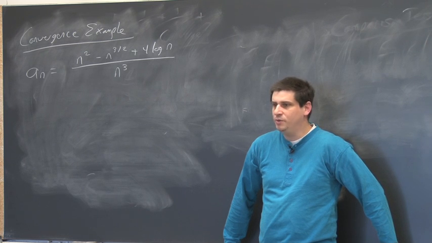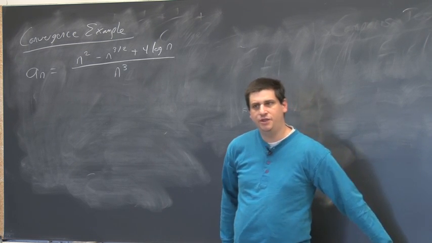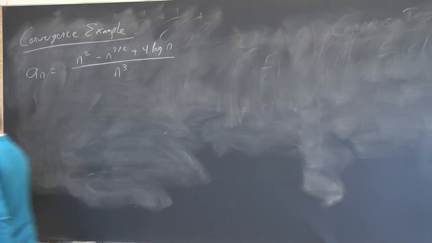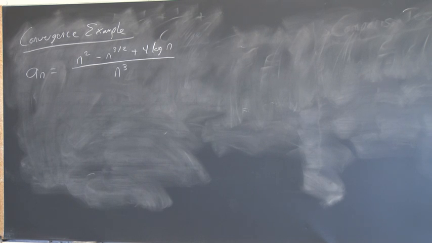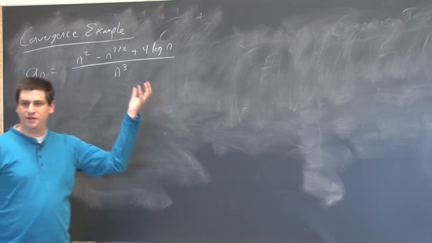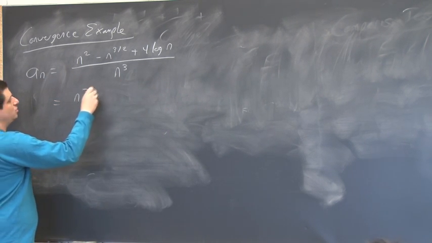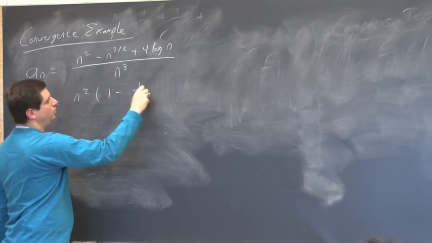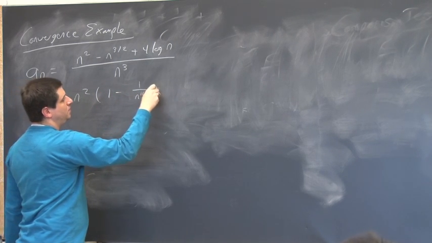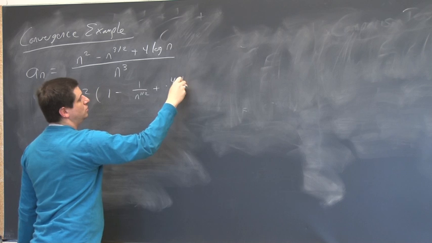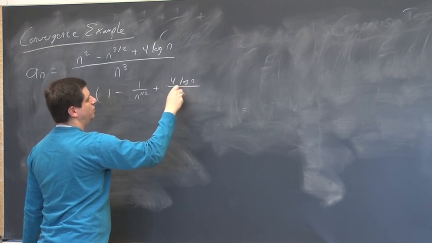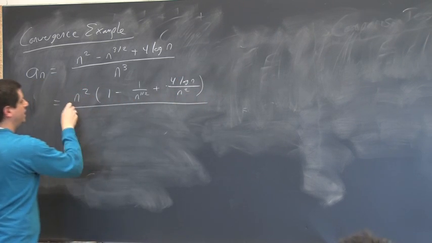So there are lots of different ways of determining whether or not this sequence converges. The 2 most common ways are through factoring and through L'Hopital's rule. By factoring, the first thing we do is look and see what's the largest power of n in the numerator. It's n squared. What's the largest power of n in the denominator? It's n cubed. Let's pull those out. And so this looks like n squared times (1 minus 1 over n to the half plus 4 log n over n squared), divided by n cubed.